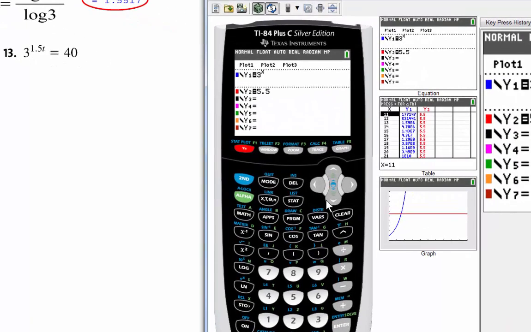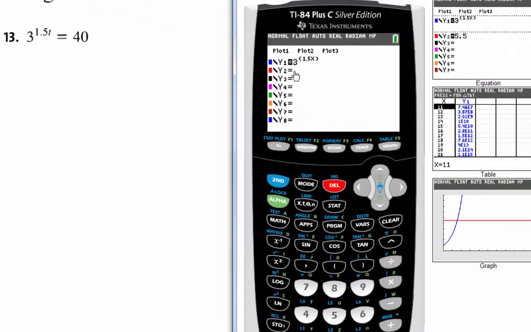Okay, so here's the left side of my equation, 3 raised to the 1.5x. I put the exponent in parentheses. In this calculator, I do not have to, but if you have an older model of the TI, it's important to put the exponent in parentheses. The right side of the equal sign is 40.